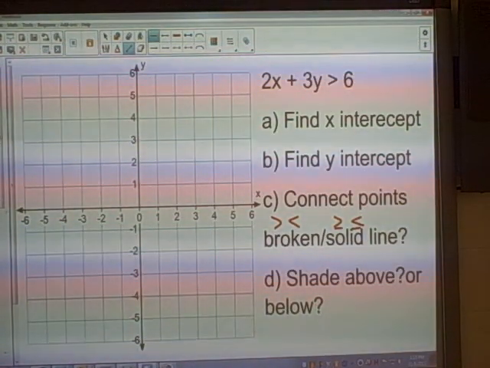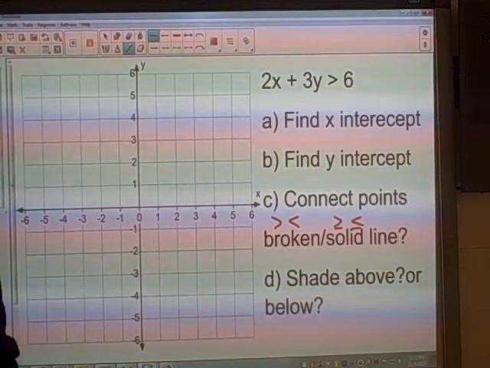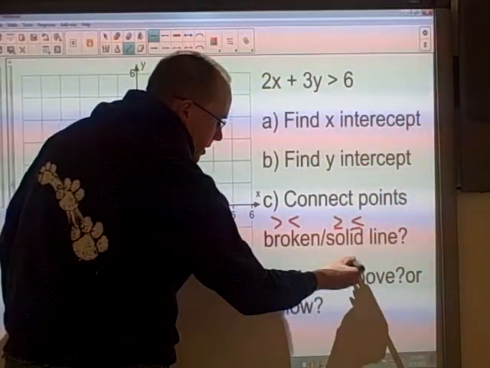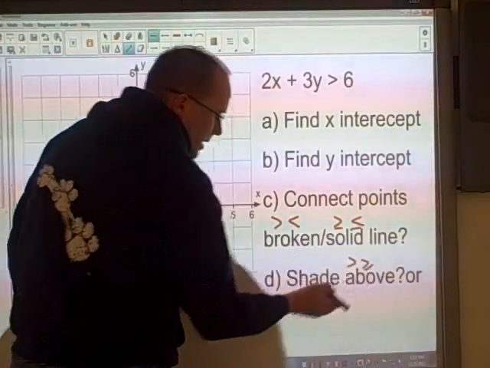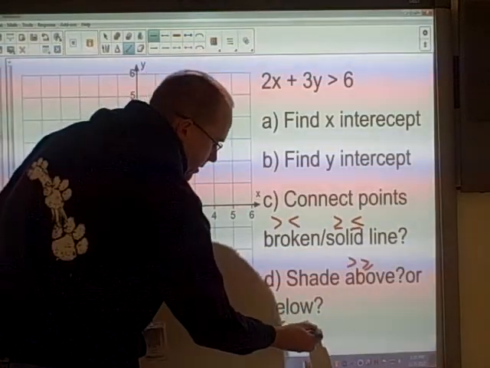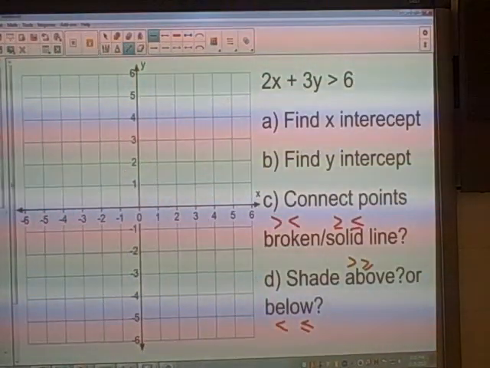We then have to shade the graph. So we have to decide whether we're going to shade above the line or below the line. The rule that tells us this is: we shade above if it's greater than or equal to, and we shade below if it's less than or equal to.